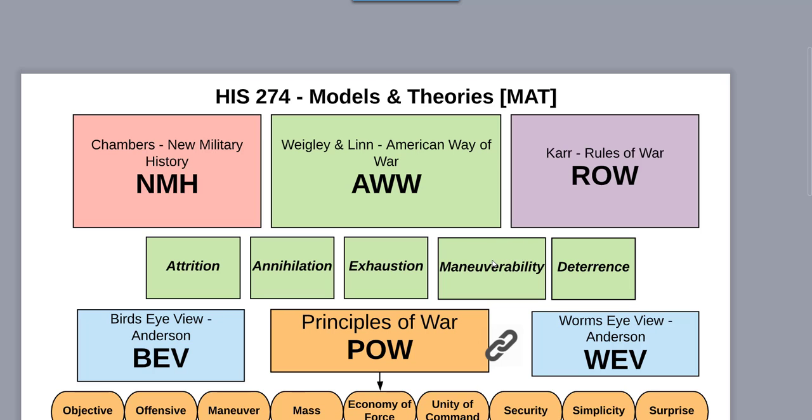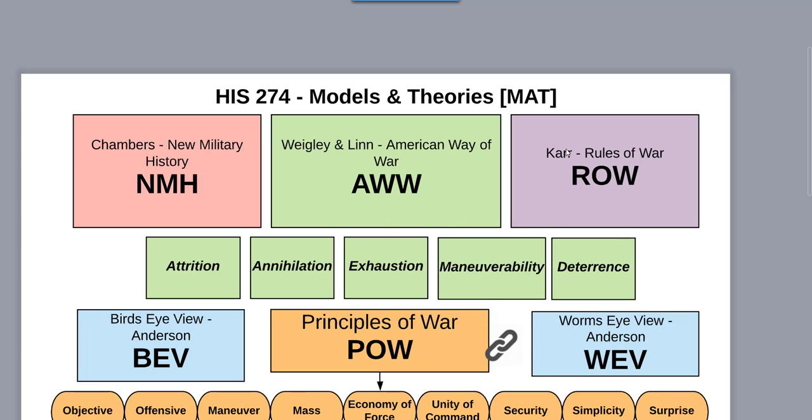Maneuverability, right? Dealing with improvisation and having the ability to change your offensive game plans and go on the offensive. And certainly deterrence, right? A strong defensive stand to inhibit your enemies from attacking you. So that was a really major part that we talked about.